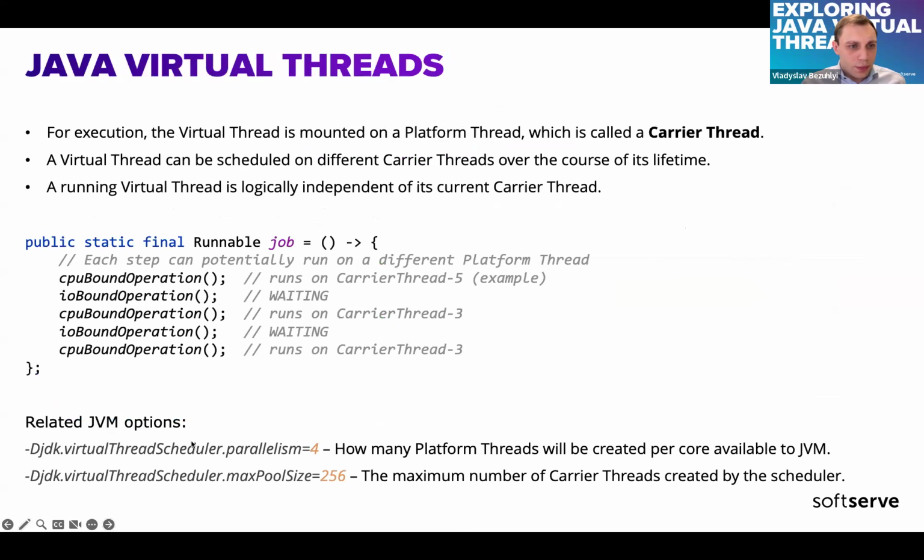There are a few options to control the virtual thread scheduler settings: how many platform threads will be created per core, and the maximum number of carrier threads created by the scheduler. So we can control this using these JVM options.